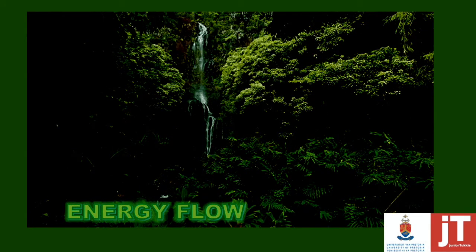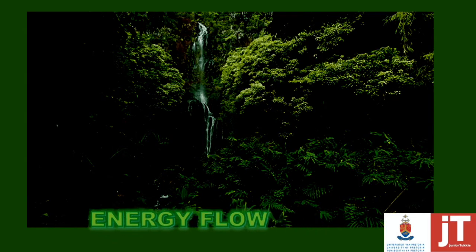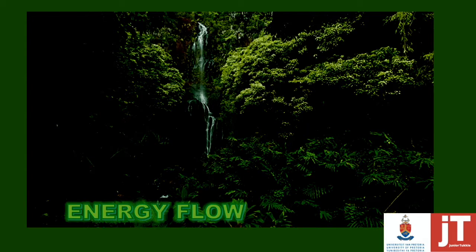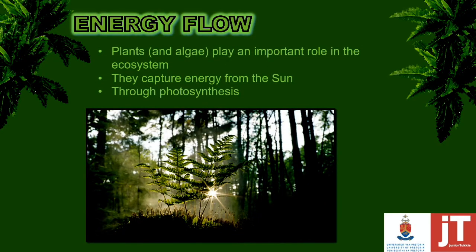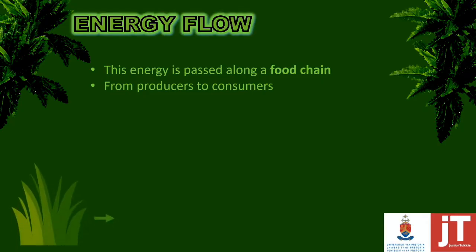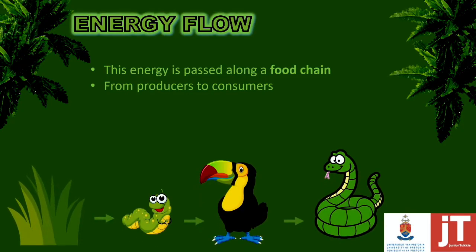So let's have a look at energy flow within an ecosystem, how energy flows from one organism to the next. Firstly, plants and algae play a very important role in the ecosystem, as they have the ability to capture sun energy or sunlight through the process of photosynthesis to produce their own food. This energy is passed along something called a food chain. It will move from a producer, which is a plant, to a consumer, which is an organism that lives off of the plant as a food source.